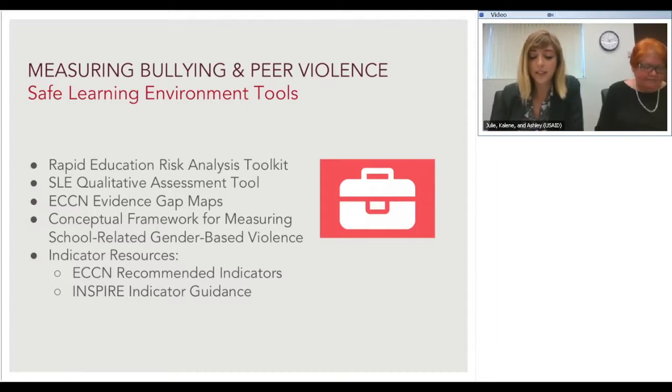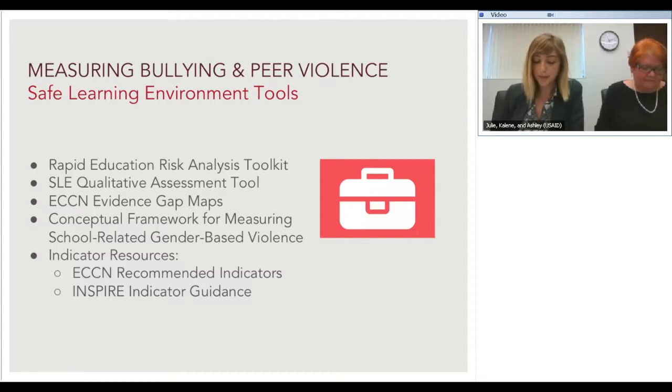The Rapid Education Risk Analysis, also called the RERA toolkit, is a really great comprehensive toolkit that helps you conduct a systems-level analysis of the intersection of risk and education in crisis and conflict settings. Gwen earlier mentioned the Safe Learning Environment Qualitative Assessment Tool. It's a little smaller in scope than the RERA, but it's a really user-friendly tool that can be used at multiple stages of program design or adaptation to differentiate the different types of risk in your context.